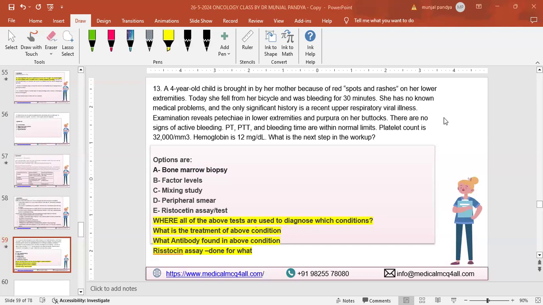So you decide now what happens to platelets. Is the platelet count normal or abnormal? Decreased. Platelet count is decreased. So what could it be? ITP. Excellent. So it could be ITP.